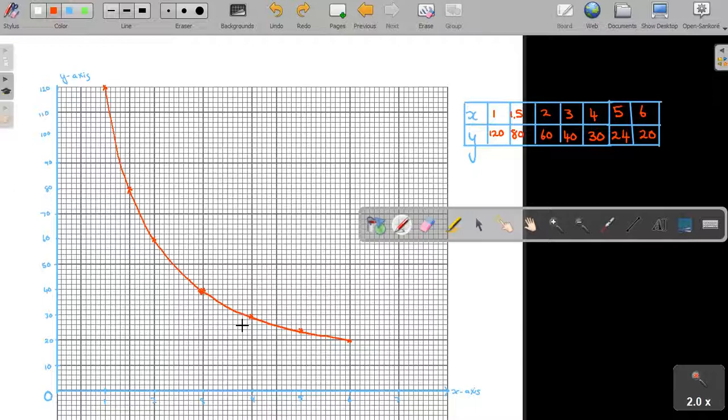Okay. And what is this graph? I'm going to write down the name, and what will be the name? Y equals 120 over x. And now we can go on.